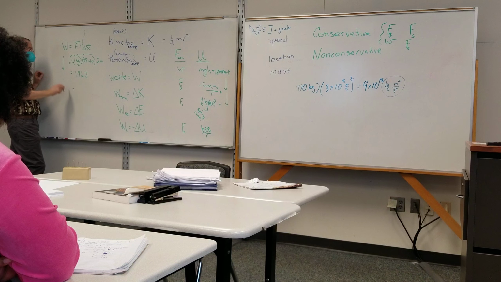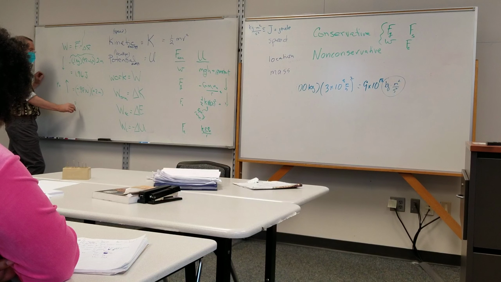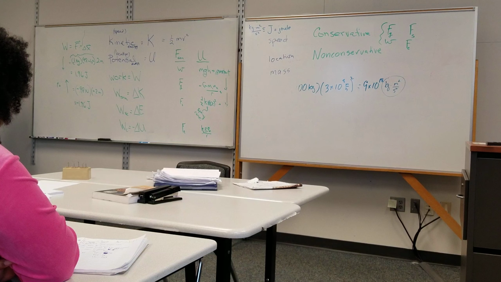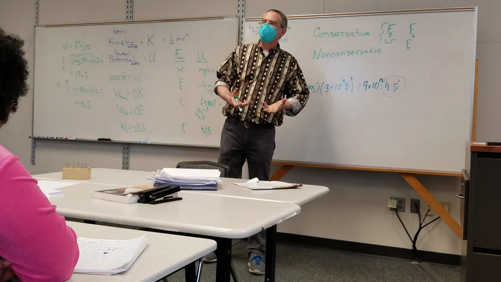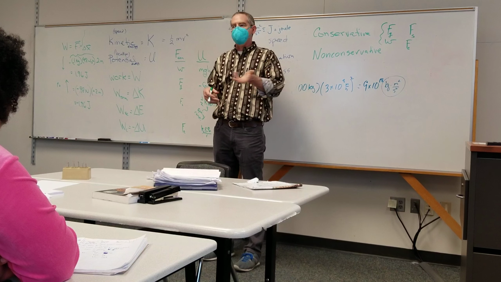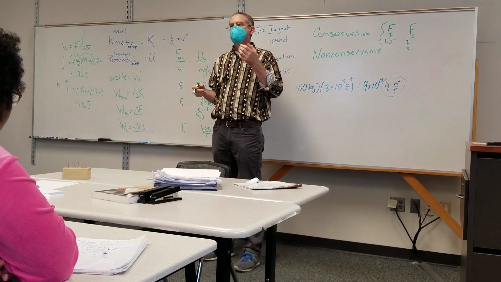So as it fell, it was positive 1.96. As it goes up, let's assume up is positive: negative 0.98 newtons times positive 2 meters, which is negative 1.96 newton meters or joules. If the force helps the movement, it is positive work being done. If the force hurts the movement, it is negative work being done. If the force is perpendicular to the movement, no work is done.